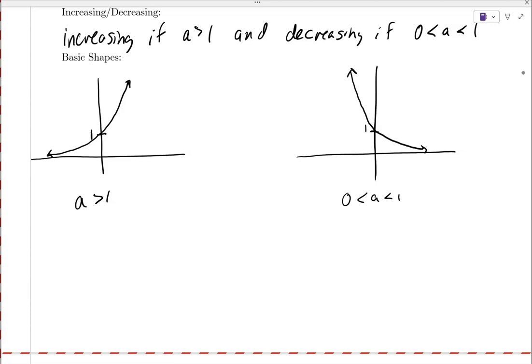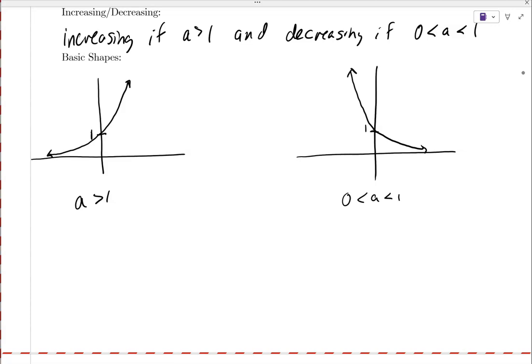So we'll see some applications later on, but in this kind of example, as x gets bigger, this gets bigger really fast. We call that exponential growth. So that has applications to population dynamics. It has applications to compound interest. Lots of different applications for exponential growth.